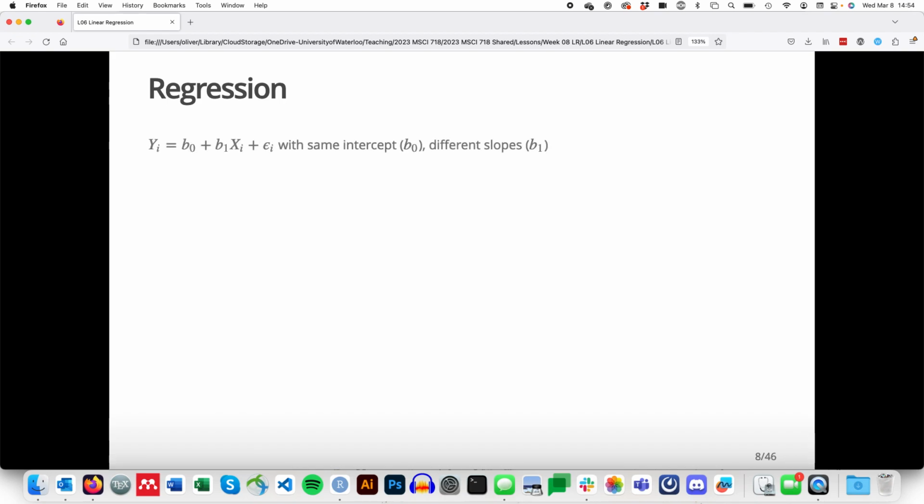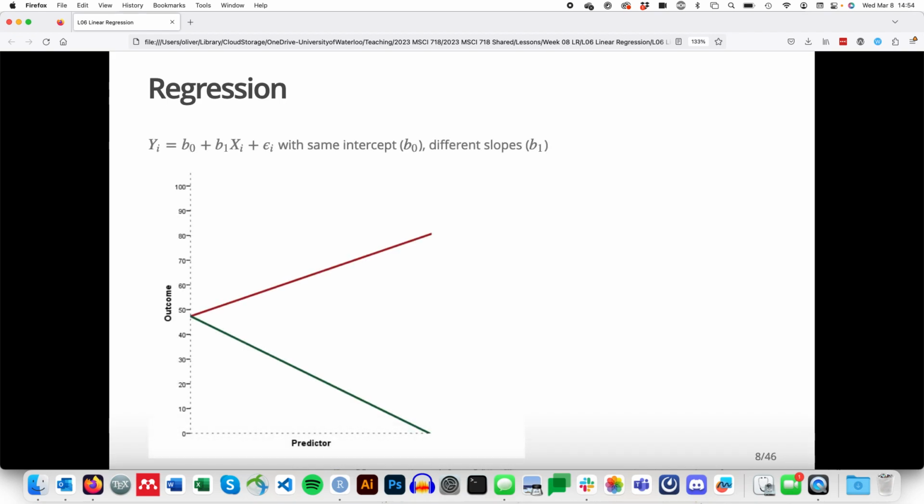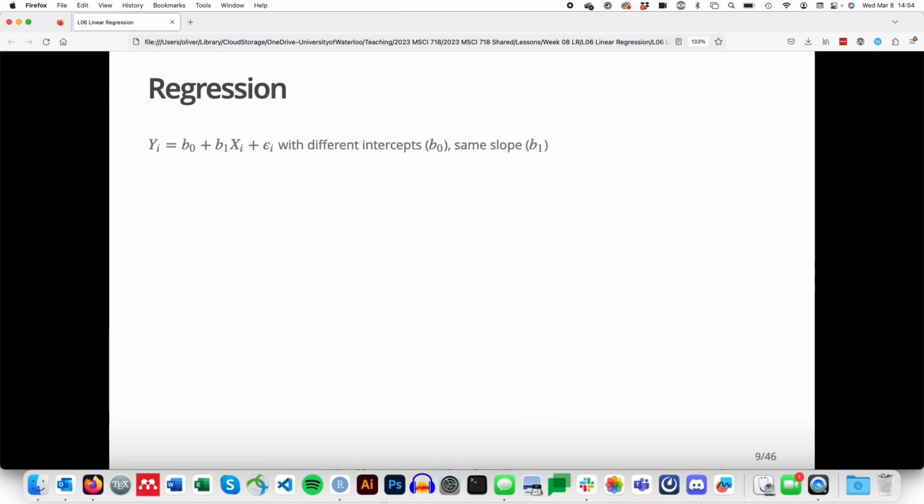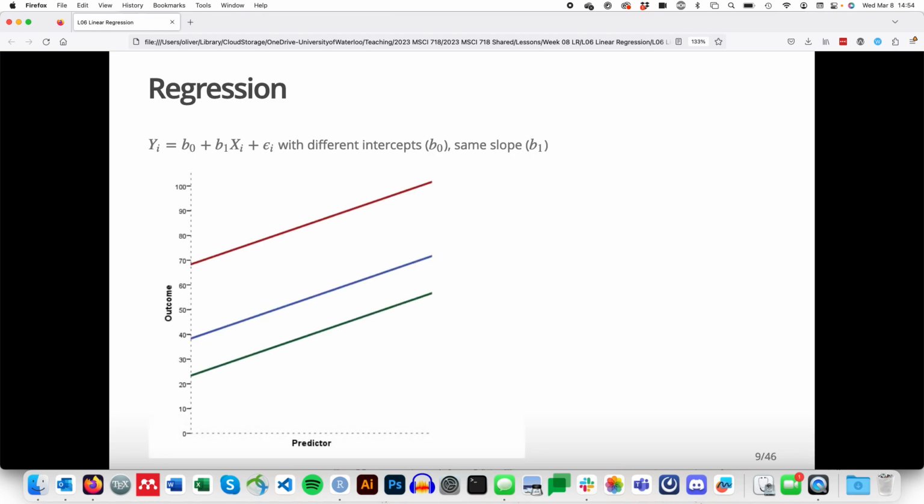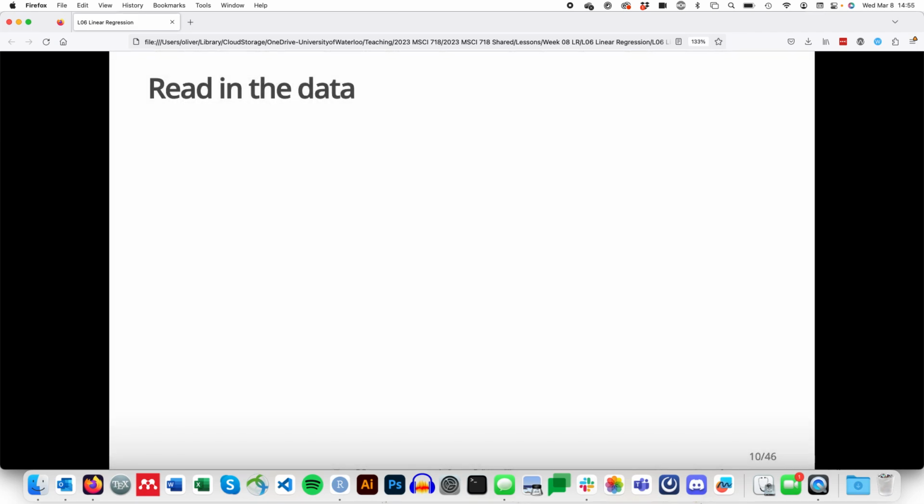Cool. So if you have the same intercept and different slopes, both of them will start the same at 0, and then the slopes are different, right? So that means B1 is different depending on which line you have, right? And if you have different intercepts and the same slope, you end up with something like this. So we all know lines. We've seen them before in various math classes and stats classes. So that's the intercept versus the slope.